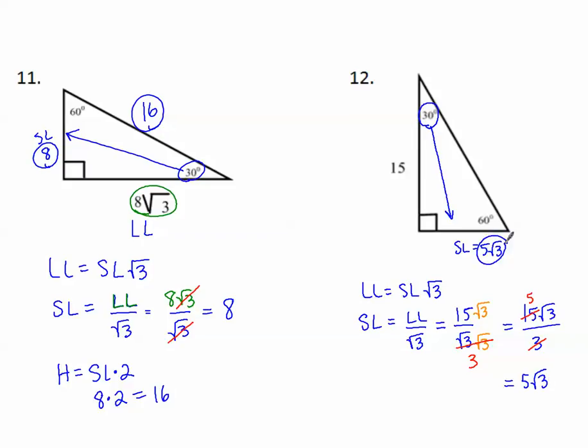There's my short leg. Once I have my short leg, my hypotenuse is just short leg times 2. Let's see how we do that. Short leg is 5 radical 3 times 2. So what gets multiplied together? The numbers both outside of the square root. 5 times 2 is 10 with a radical 3 left over. So I have 10 radical 3 for my hypotenuse. 10 radical 3. Isn't that fun?